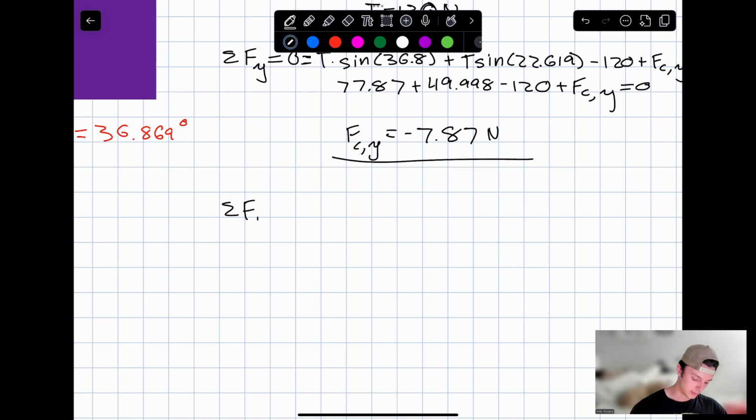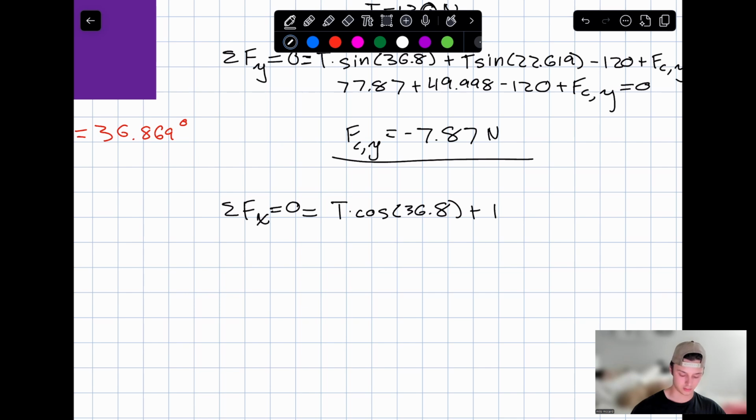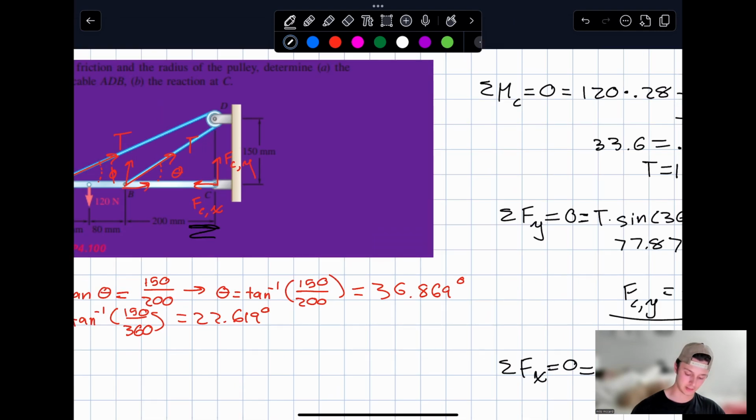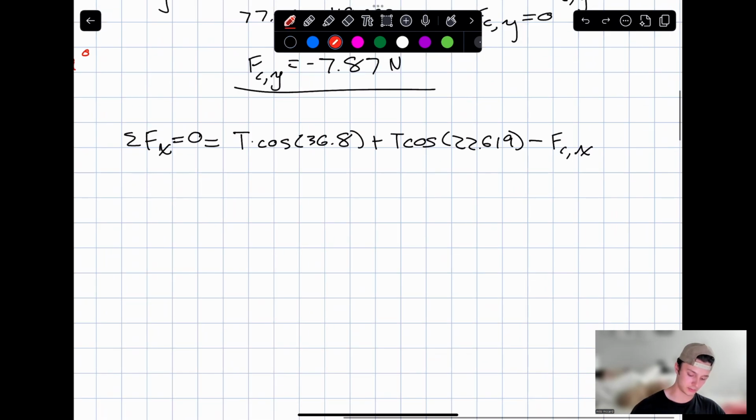All right, so that's the y direction done. Now we're going to take the sum of the forces in the x direction as well. And so we're going to say sum of the forces in the x equals 0, again, because it's statics. And then now we're going to use the cosine function when we're looking at the cable. So we're going to say T cosine of 36.8 plus T cosine 22.619 minus F at C in the x. This time we made that negative because we guessed it over here to be in the negative direction. If we would have guessed it this way, we would have used a positive sign.